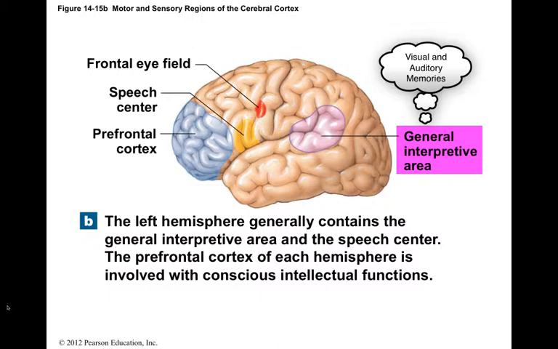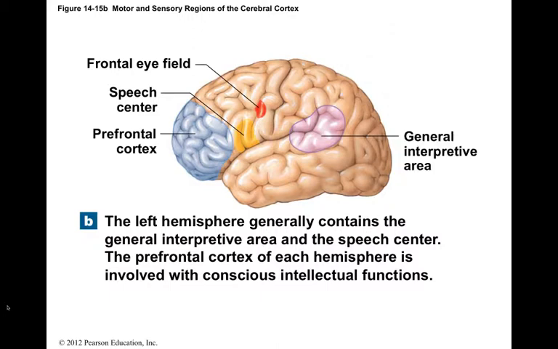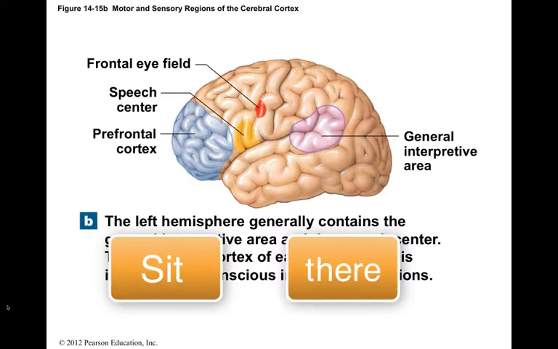Damage to the general interpretive area affects the ability to interpret what is seen or heard, even though the words are understood as individual entities. For instance, the instructions to sit there cannot be followed because the words sit and there are understood but not together. The person with damage to this area would not be able to follow such a command.